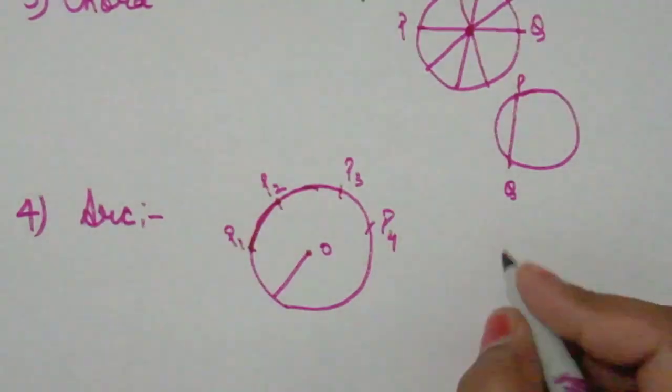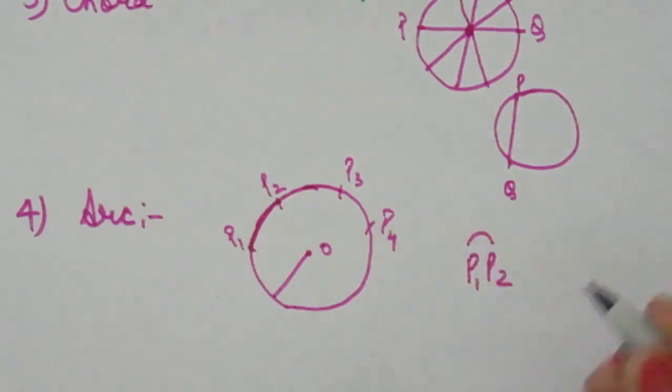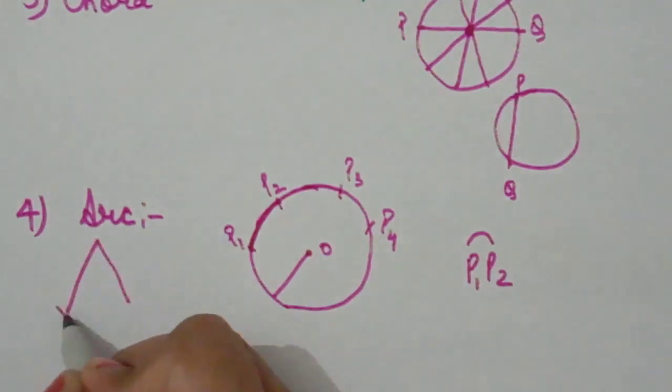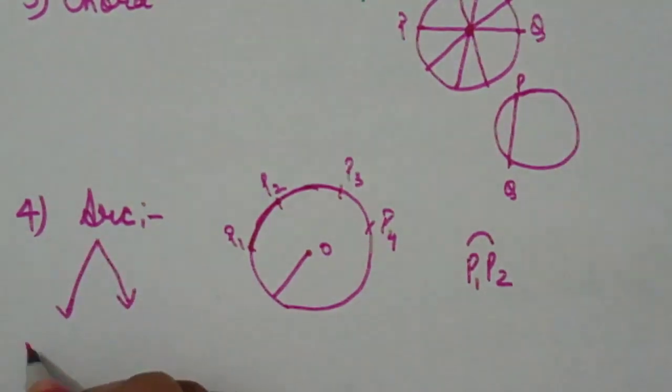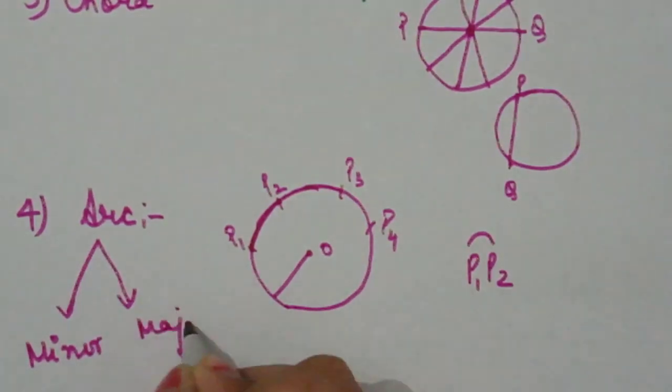So students, how will we write an arc? P1P2 and like this. This is the sign of an arc. We will write an arc like this. Now students, we have two different kinds of arc. One is the minor arc, second one is the major arc. So what is the definition of minor arc and major arc?